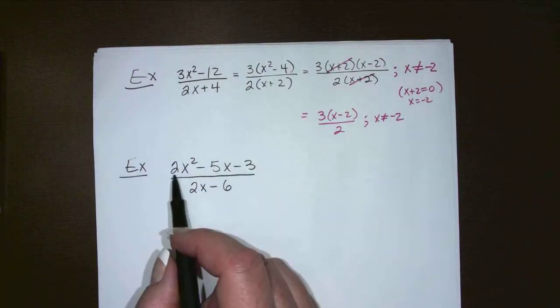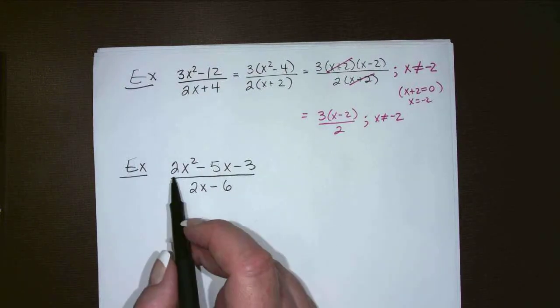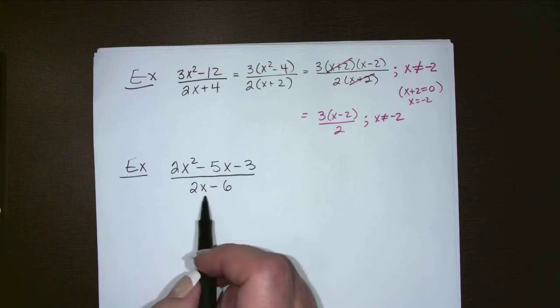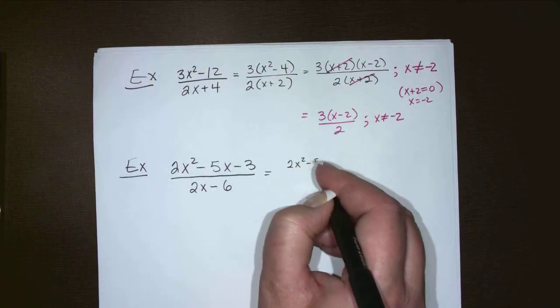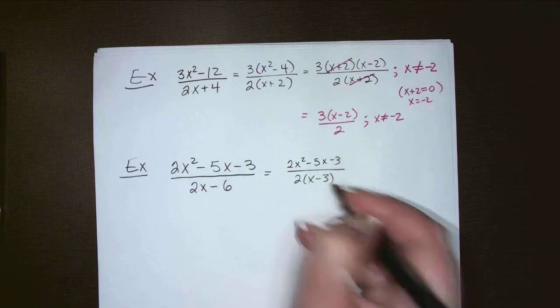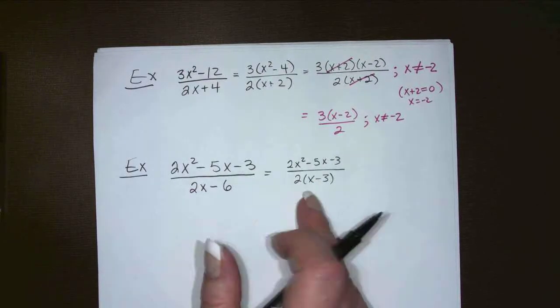Okay, so here we've got a 2 in front of the x squared. Can it factor out? Are these numbers all even? No. What about on the bottom? The 2 does factor, x minus 3. Okay, so we need to check whether the top factors are enough to see if that x minus 3 will cancel. That's really our only option.